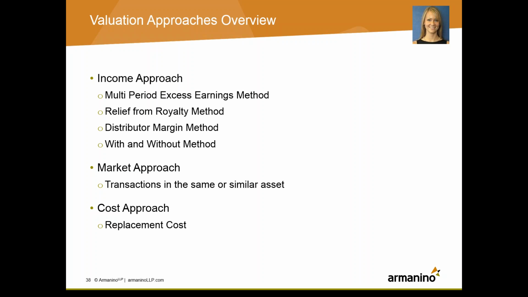Right. And here we have the list of all the primary income approaches that are used, and we'll go through them quickly here. The multi-period excess earnings method. This is typically used for the primary asset, the most valuable identifiable intangible asset that is acquired. It's very similar to a discounted cash flow model and includes the contributory assets that we talked about earlier.